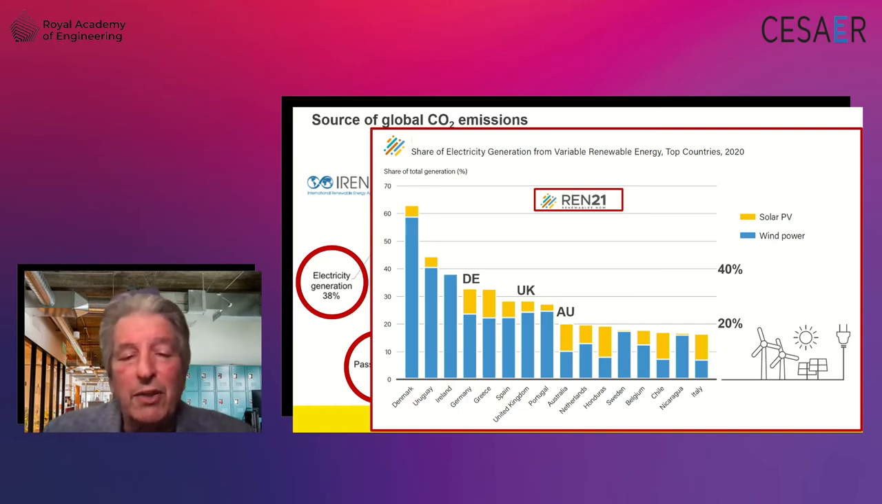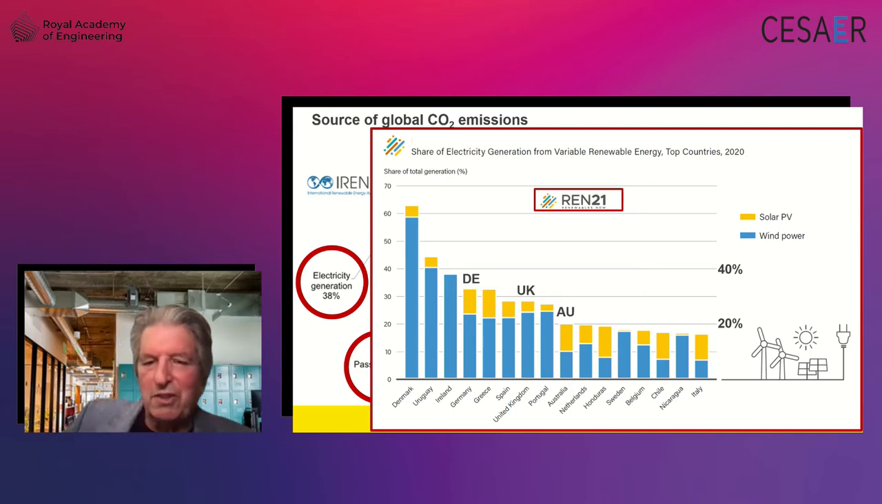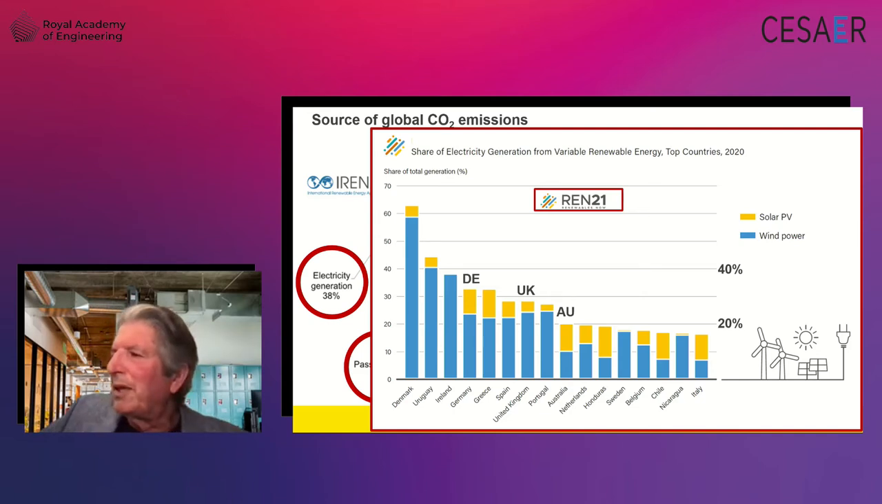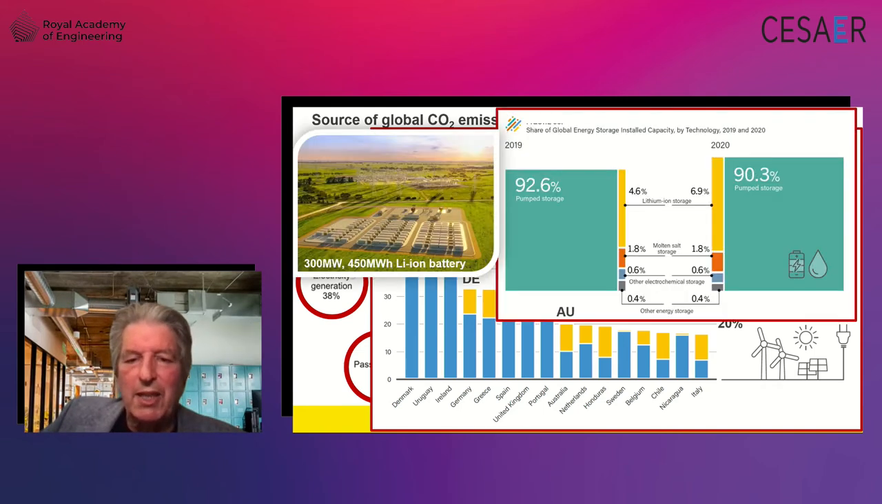So looking at electricity generation, there are now 9 countries that are generating over 20% of their electricity from renewables, or wind and solar in particular. The UK is amongst them, Germany, of course, and Australia has just reached that club very recently. The yellow shows the solar contribution and the blue the wind. These numbers have increased very rapidly, so we're going to see that penetration increase worldwide.